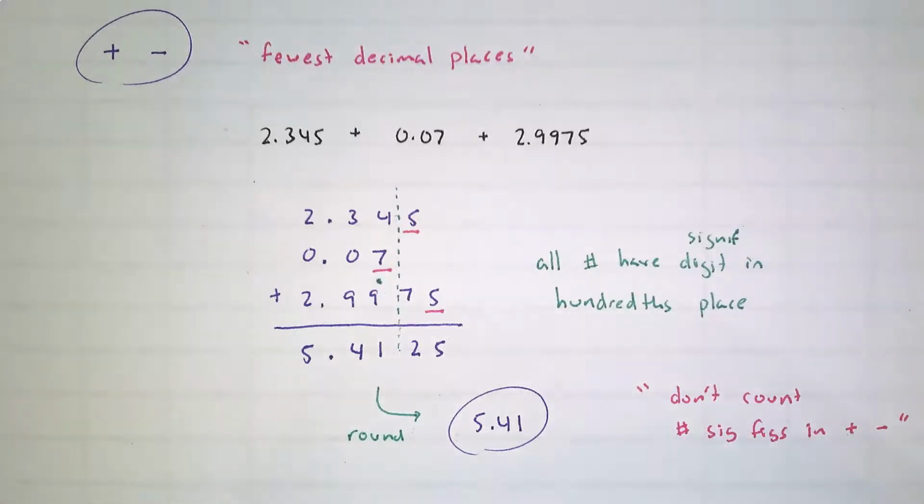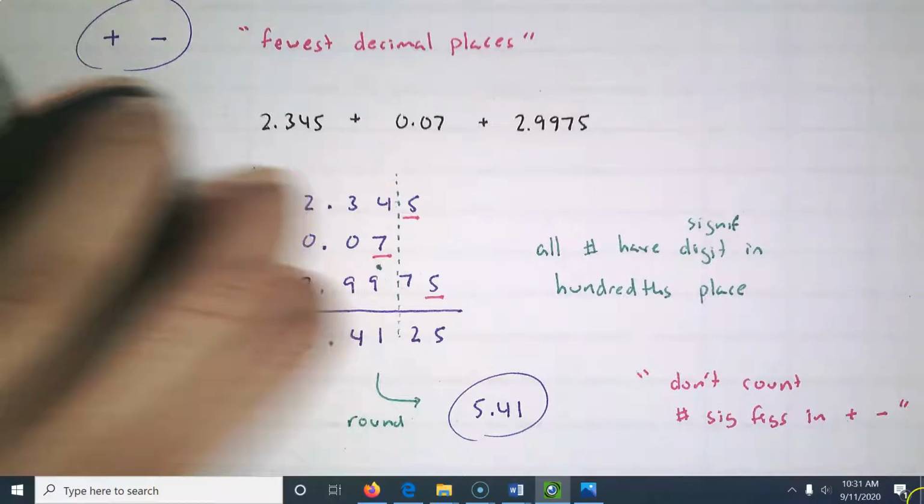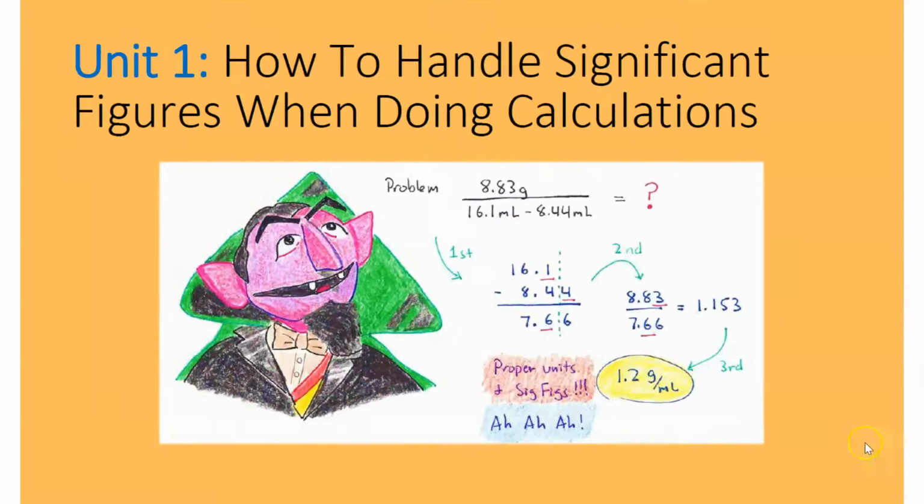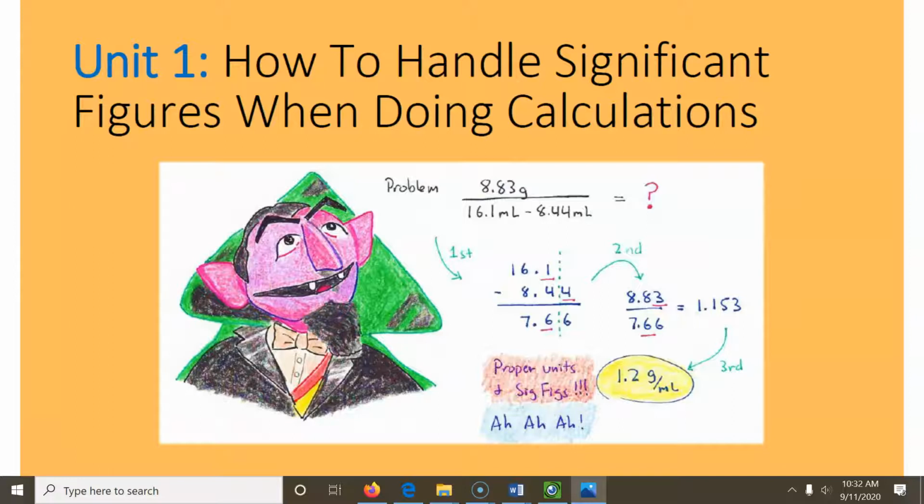Now, let's go back to the cover slide and apply these rules, because what do we do on the cover slide? There's actually two operations: we have a minus, and here we have a division. So we're using these two rules, the fewest sig figs and the fewest decimal places.